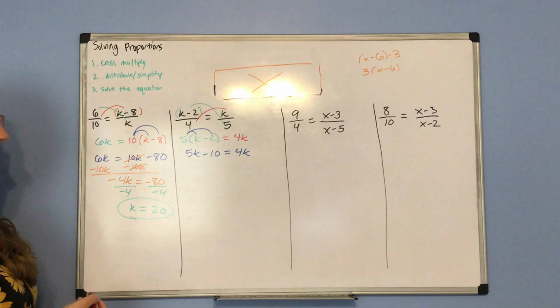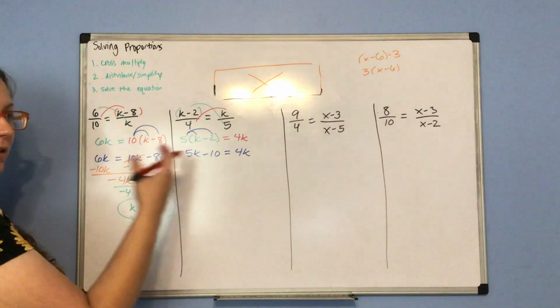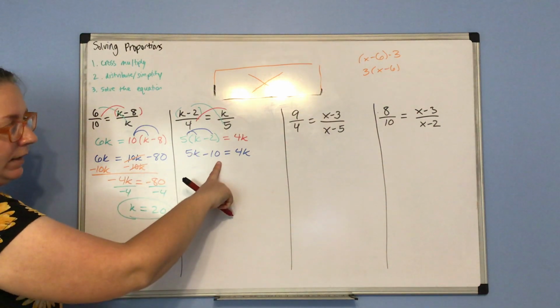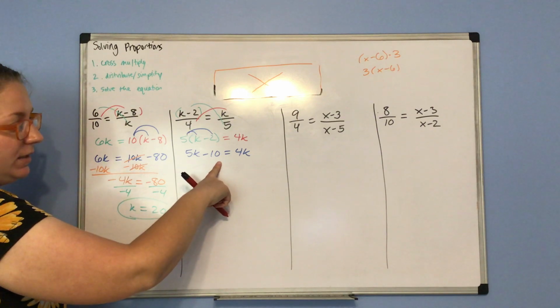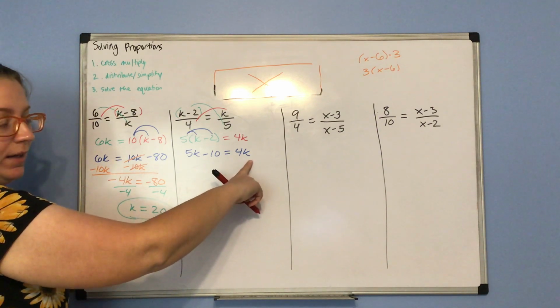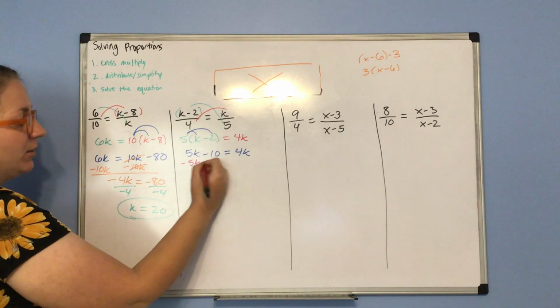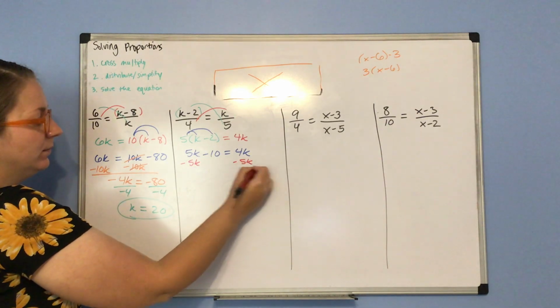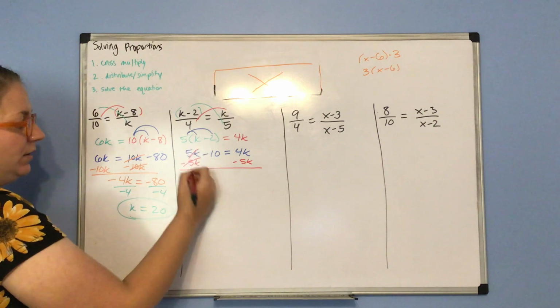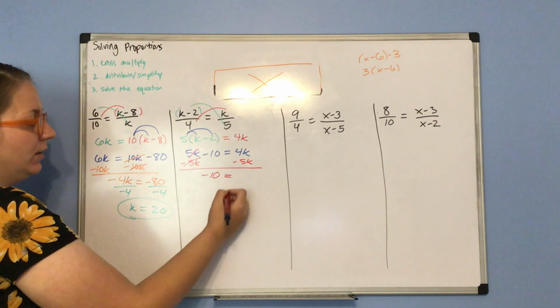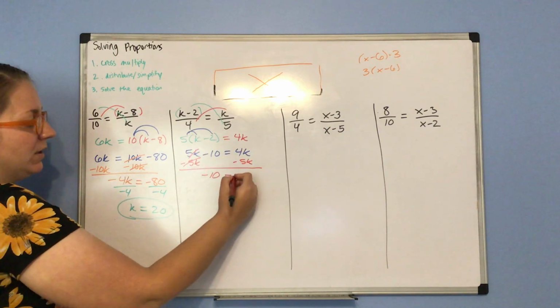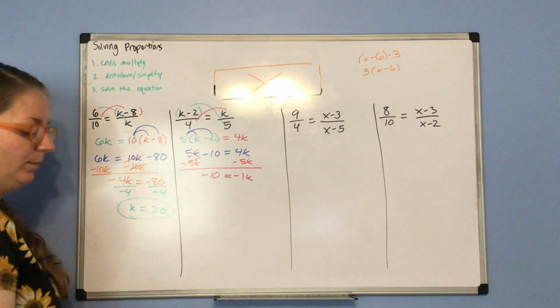Just like in the last problem, I want my k stuff on one side, number stuff on the other. Since my only number term is on this side of the equal sign, it means all my k's need to end up over here. I'm going to undo positive 5k by subtracting it. Cancel, cancel. Negative 10 equals 4 minus 5 is negative 1k.